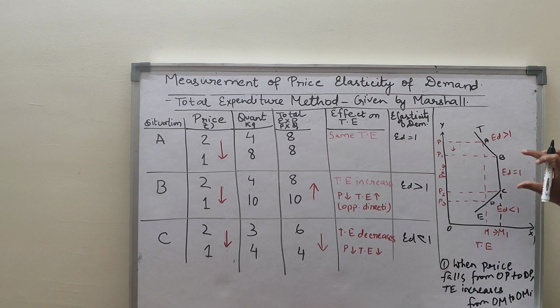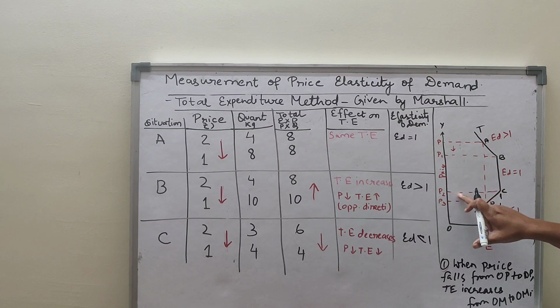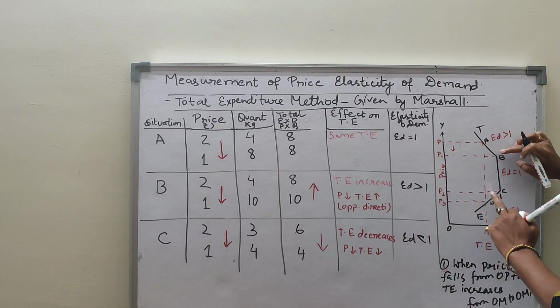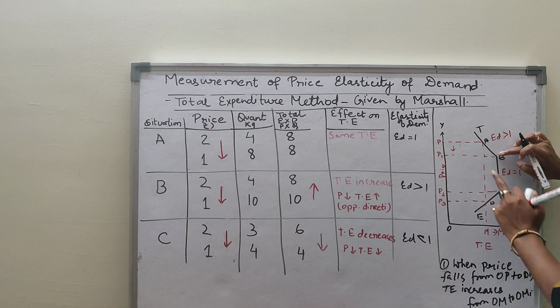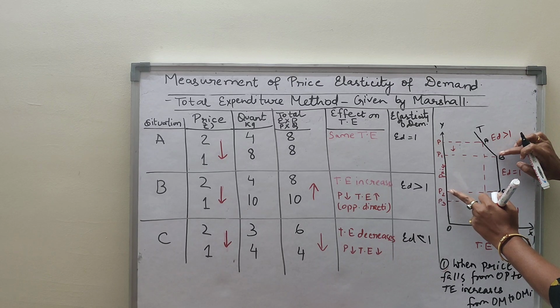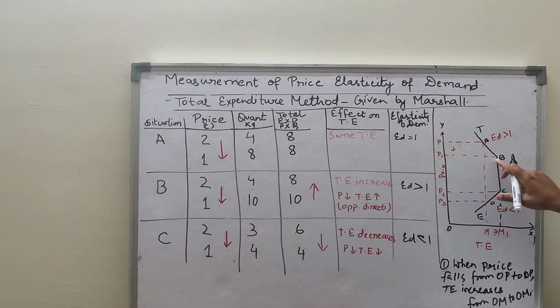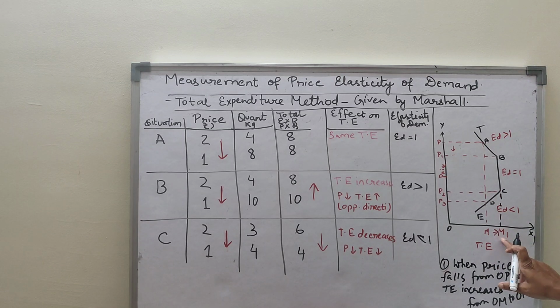Clear? Now look at the BC part. In the BC part, what you can see is, when price falls from OP1 to OP2, see, this is the BC portion. Up to this you have to see. When price falls from OP1 to OP2, up to this. Clear? My total expenditure remains the same. See this red line? My total expenditure, this much is the same. I can say at the level of OM1.